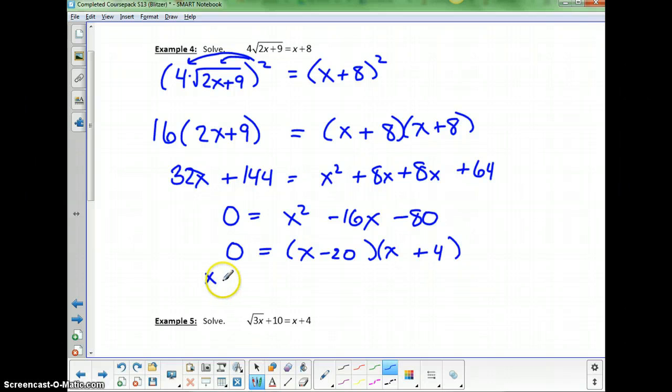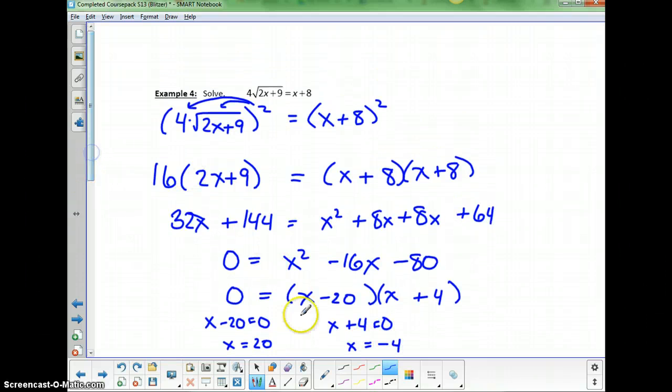Okay, so now I've got x minus 20 equals 0 and x plus 4 equals 0. If I add 20 to both sides, this one gives me x equals 20. If I subtract 4 from both sides, this one gives me x equals negative 4. No guarantees that either one of those is right, so let's go ahead and check them both.